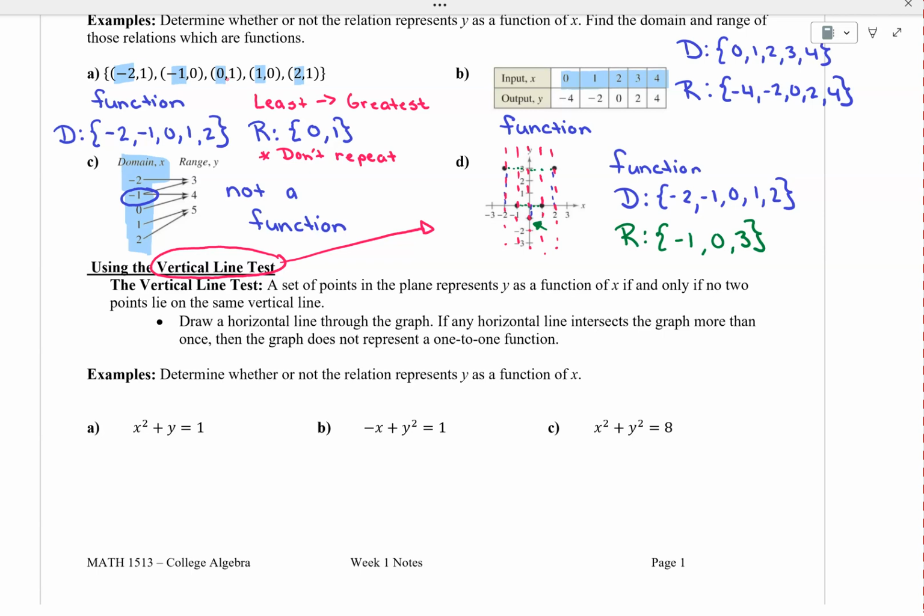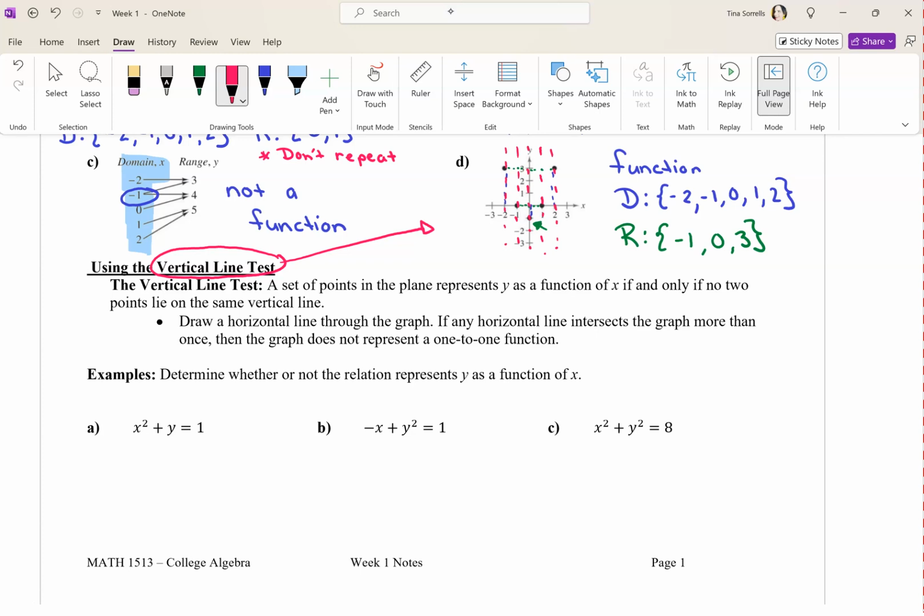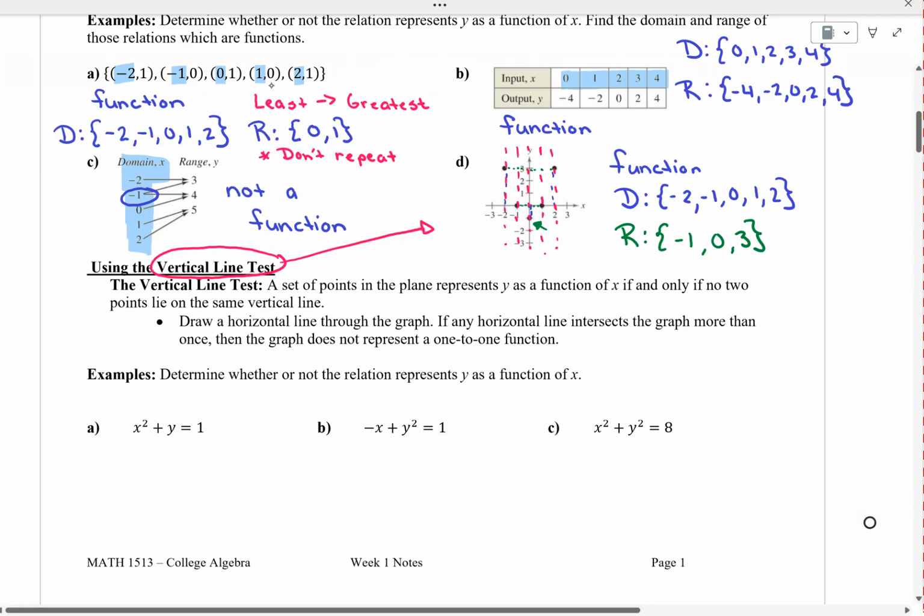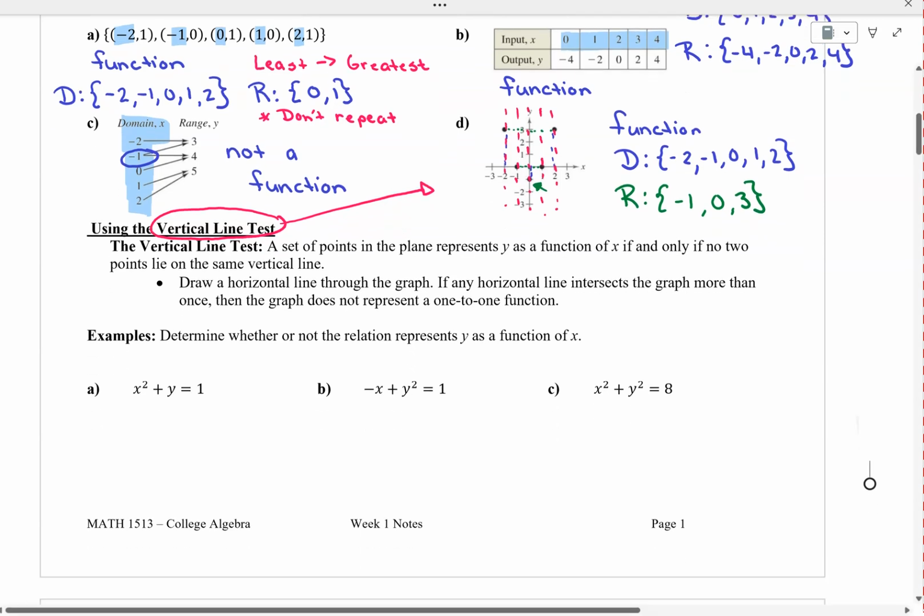However, there's this thing called a horizontal line test. If you do a horizontal line test and it only touches a point once, then that means its inverse is not a function, but we'll get there later on. But if I can do a vertical line test and a horizontal line test and it passes, then it means that the function, the graph, or whatever we're looking at is a one-to-one function. So we'll talk about that in just a second.